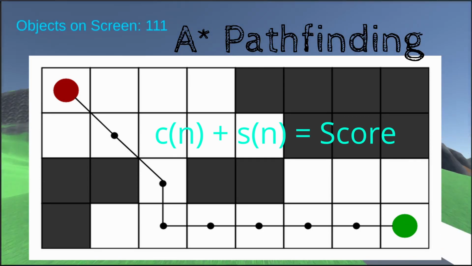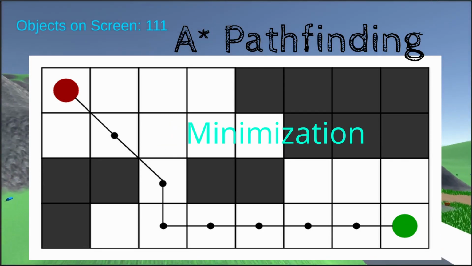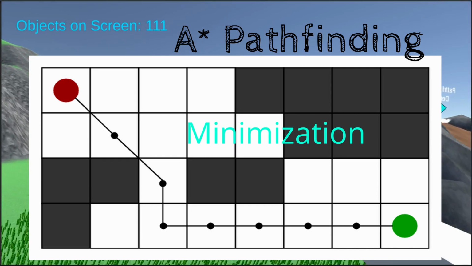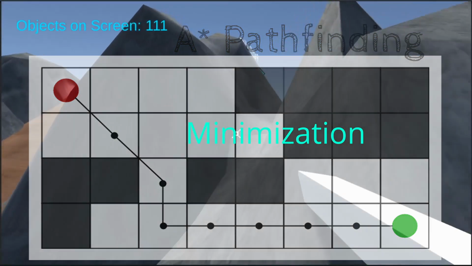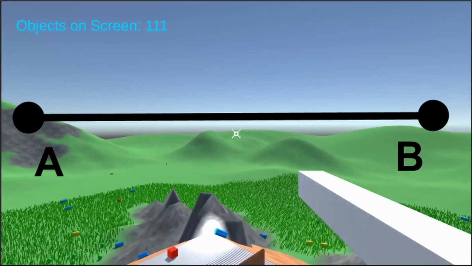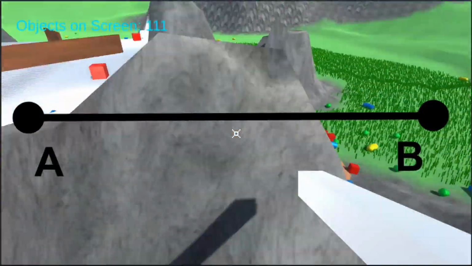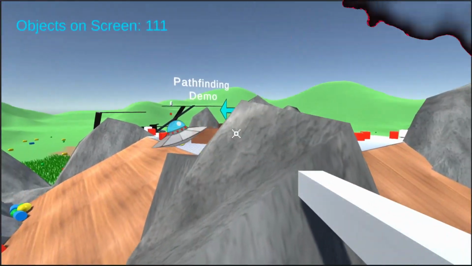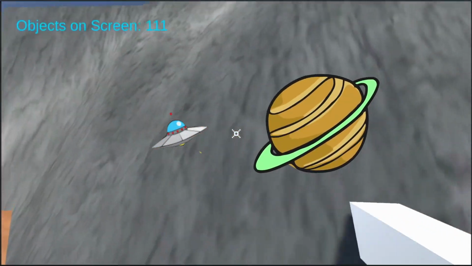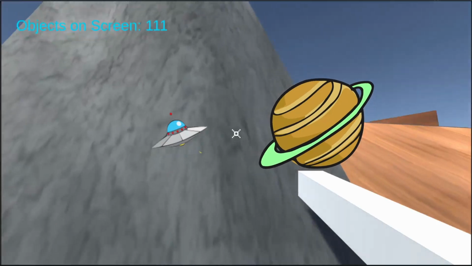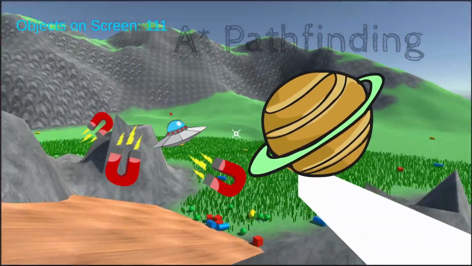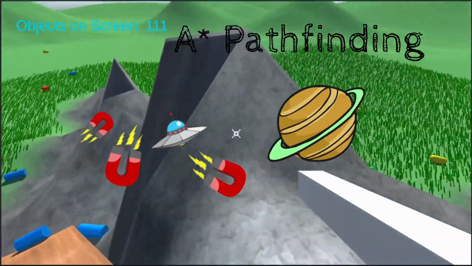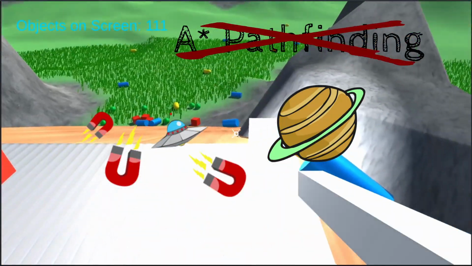I bring this algorithm up to focus on the idea of minimization, or finding the shortest path between 2 points. Archimedes said the shortest path between 2 points is a straight line, but what if I have an enemy spaceship being influenced by varying gravitational forces and futuristically strong electromagnets? The A-star pathfinding algorithm would quite literally get lost.